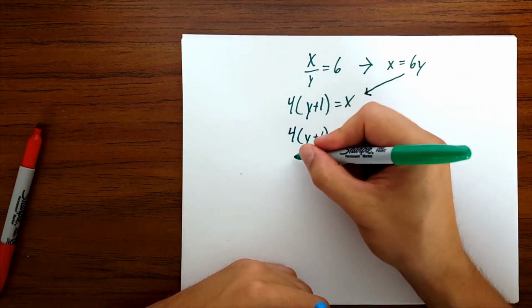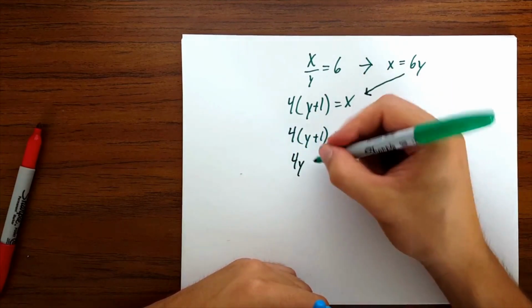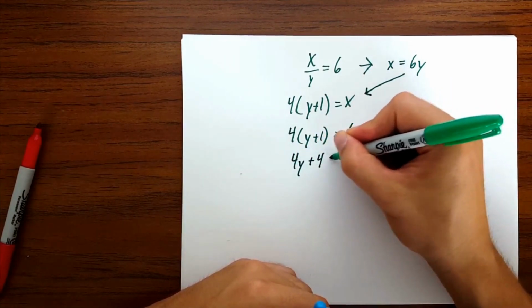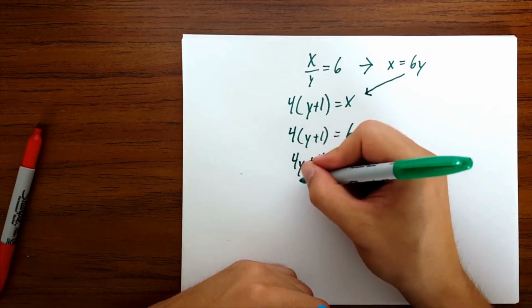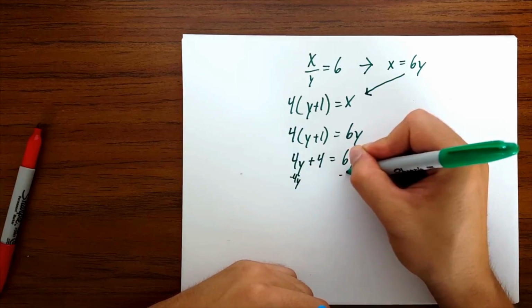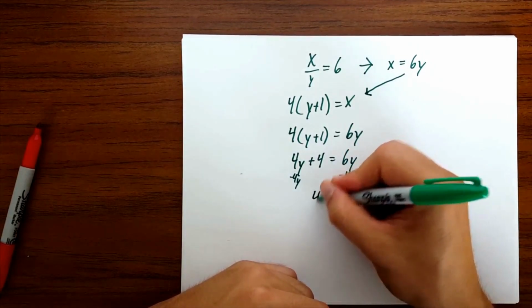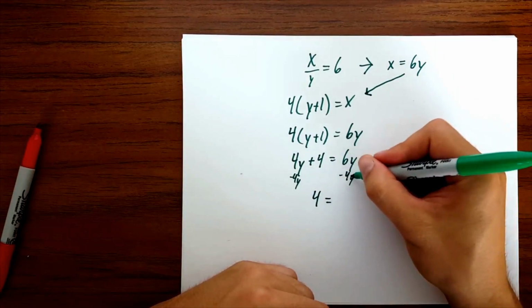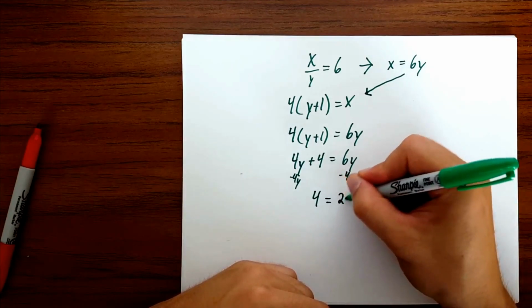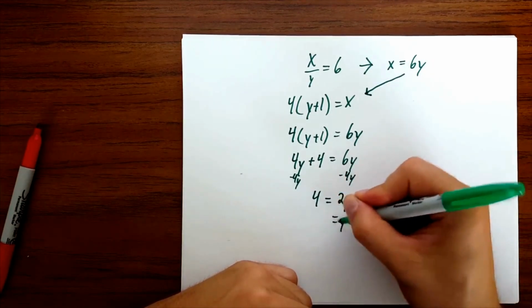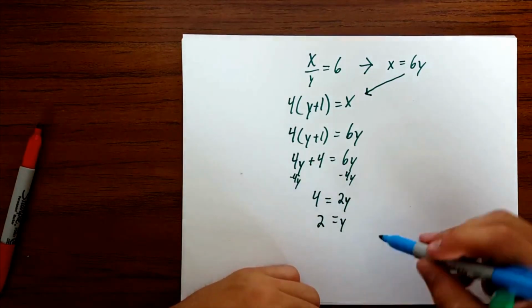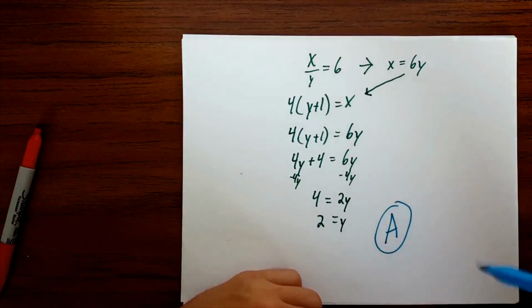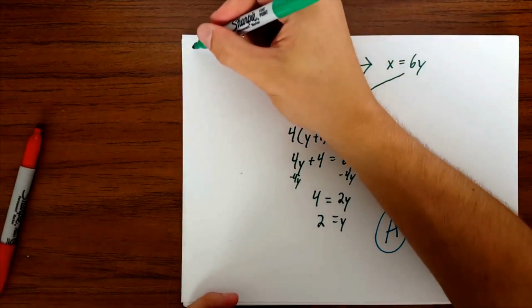Now let's rewrite this equation, distributing the 4. So 4y plus 4 equals 6y. Now we're going to subtract 4y from both sides, so minus 4y, minus 4y. And you're going to get 4 equals 6 minus 4, which is 2y. So now y equals 2. And that's our answer. So that is also A. Sorry, number 3.